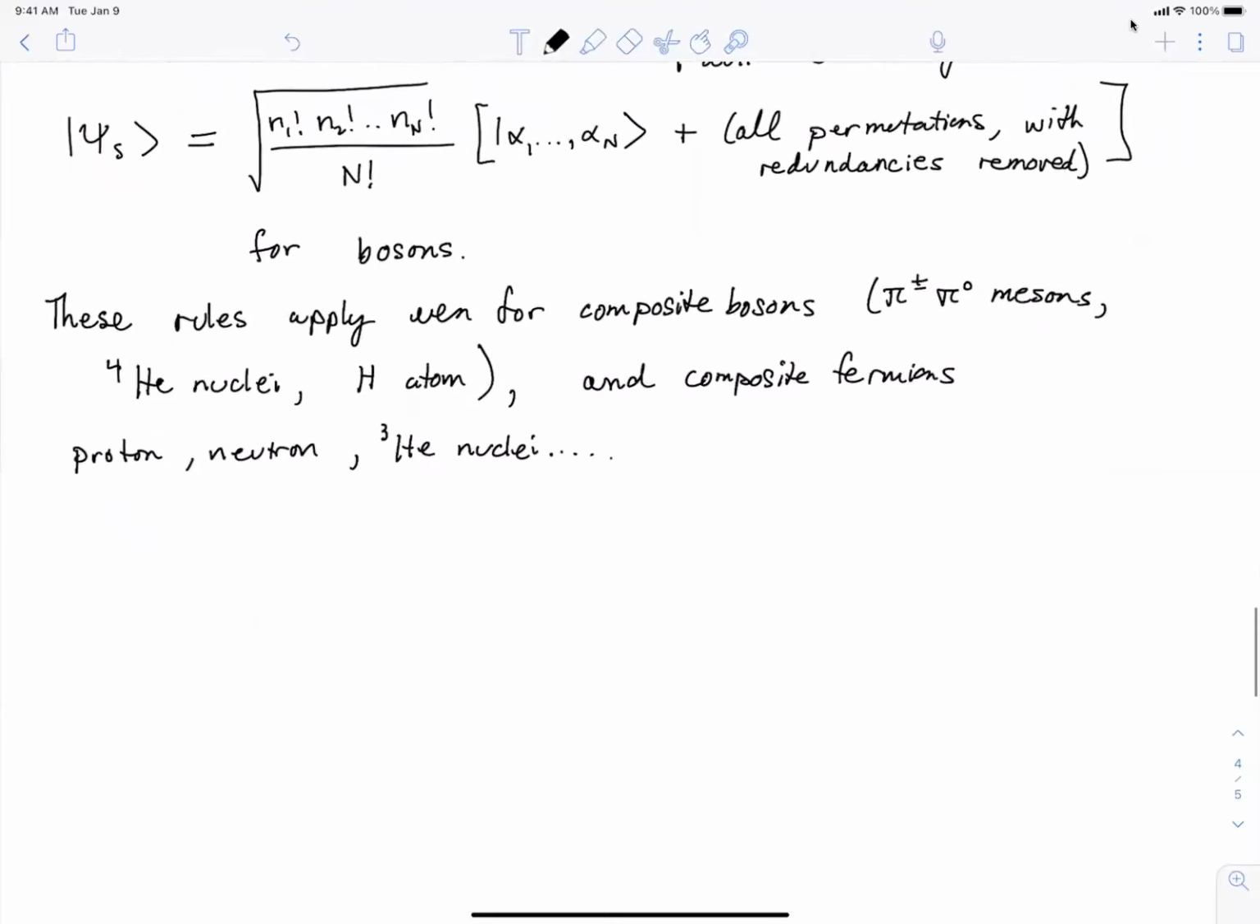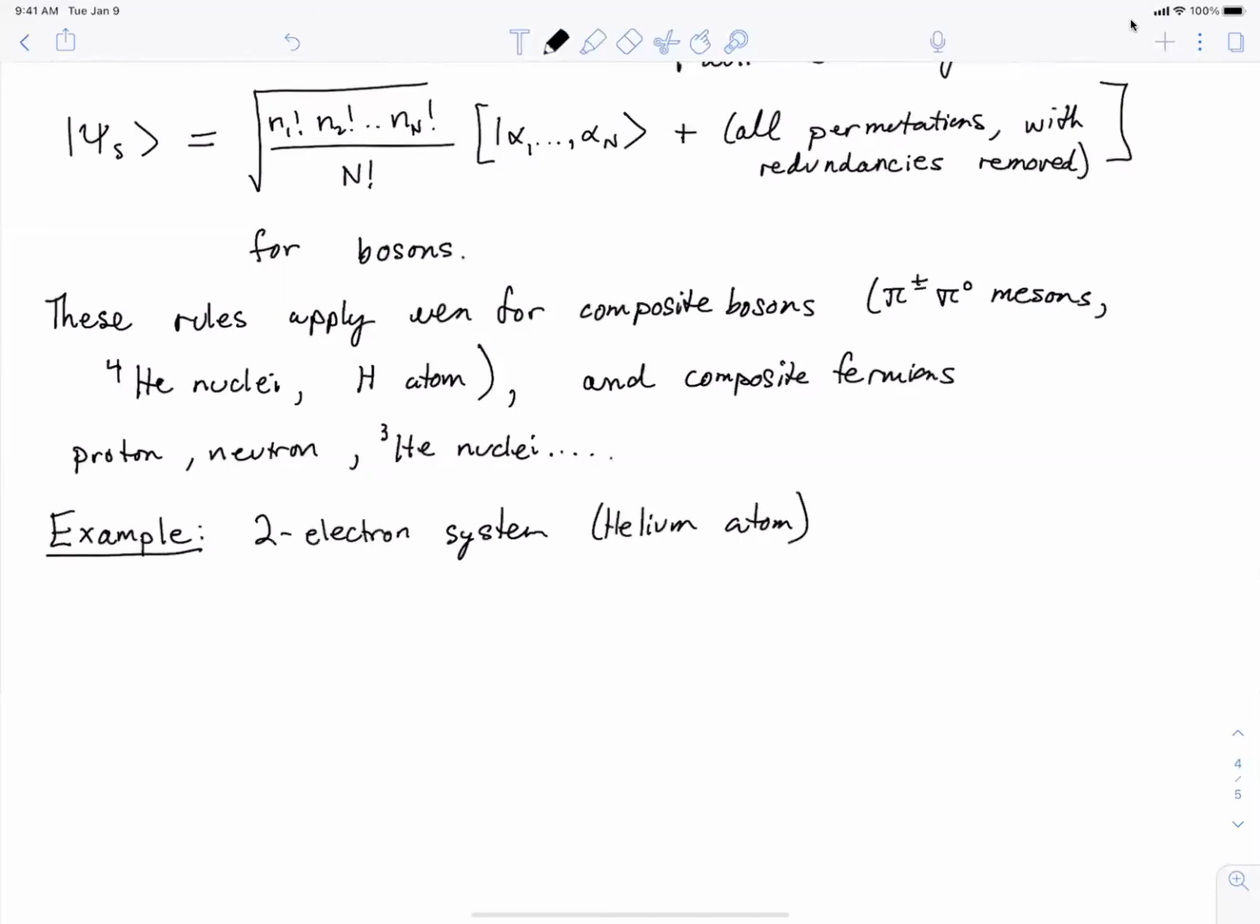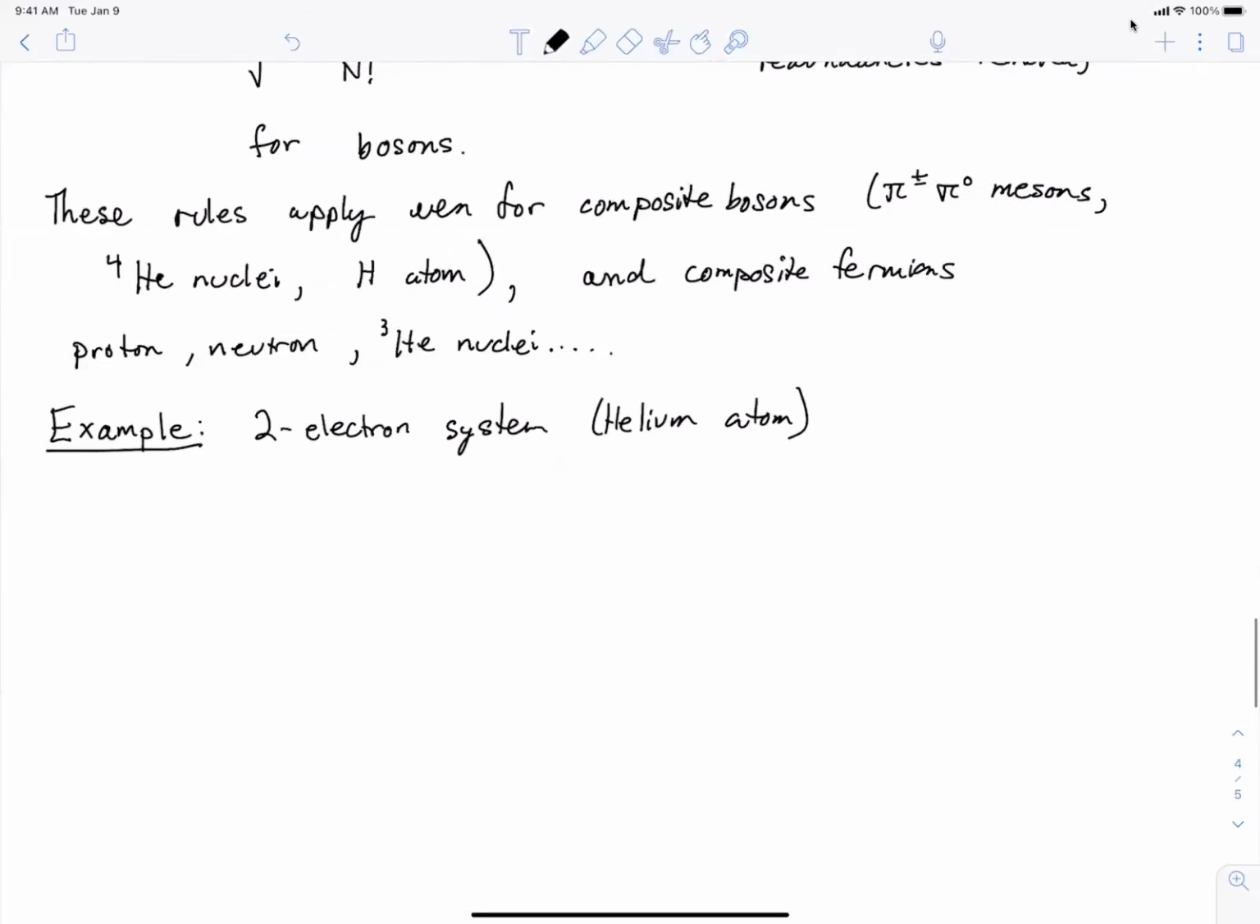Okay, so for a while, let's go back to the case of a 2-electron system. We're going to be talking about atomic physics shortly in the next few lectures. So this is a special case of that applied to helium. So this would be helium atoms. And when I say that, I really mean just the electron part of the helium atom. So let's write down basis kets for such a system.